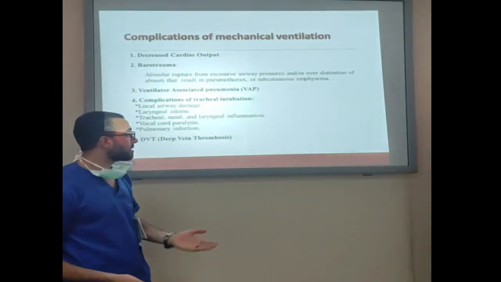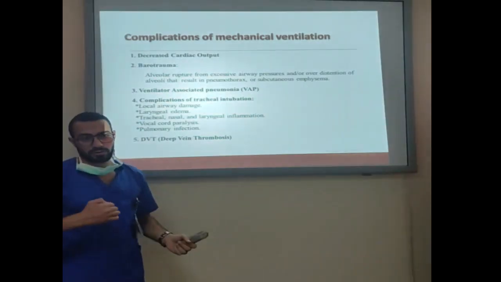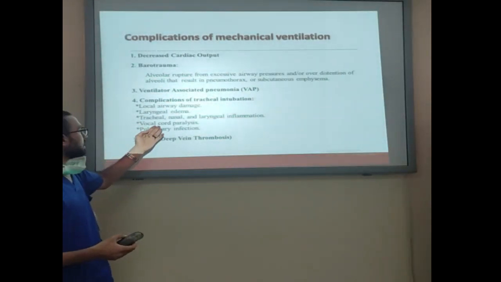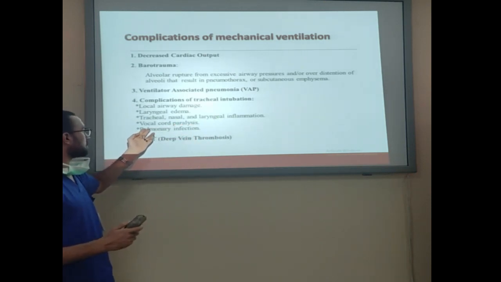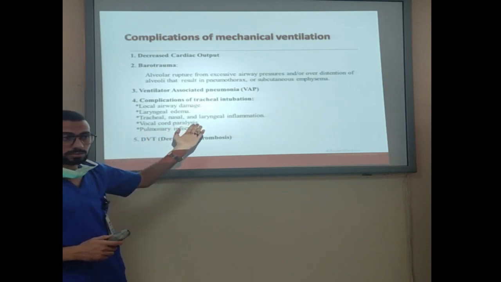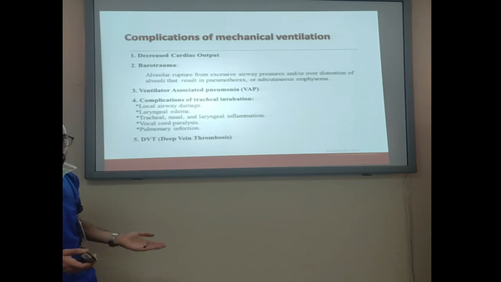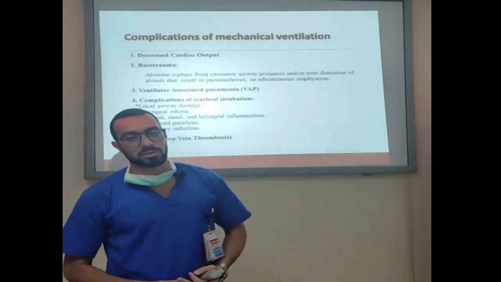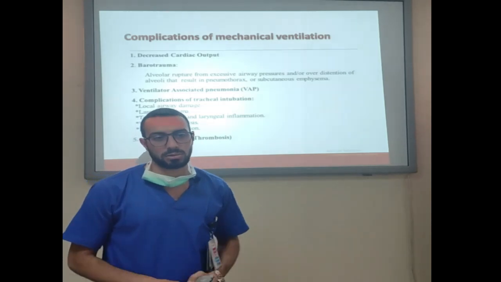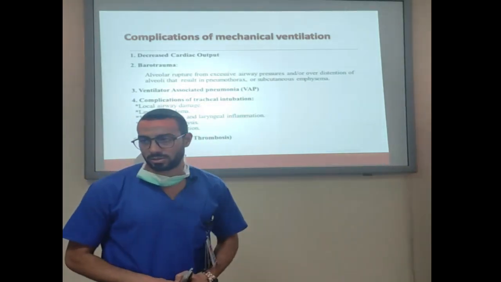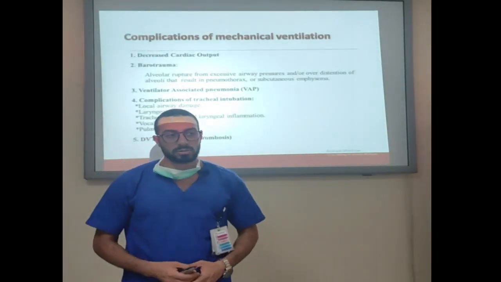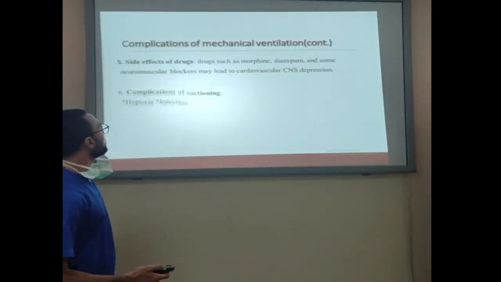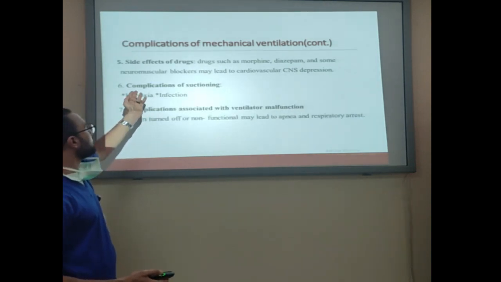Local airway damage, as we said, laryngeal edema, also from the traumatic movement and like that. Tracheal and nasal and laryngeal inflammation, for sure, also maybe from trauma during intubation. Vocal cord paralysis from prolonged intubation. Pulmonary infection, for sure, if you don't handle the endotracheal tube insertion in a good way with aseptic technique, you can lead to a very bad infection, and also deep vein thrombosis because of prolonged immobility. Also the pressure ulcer, by the way.